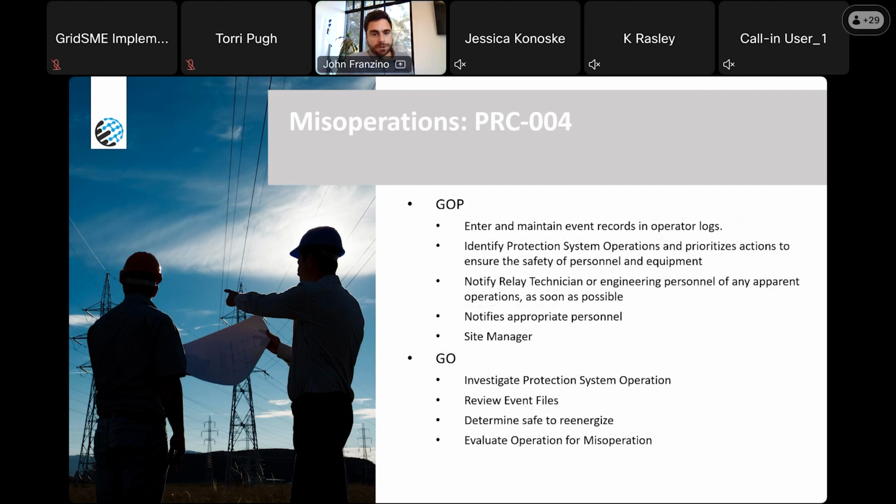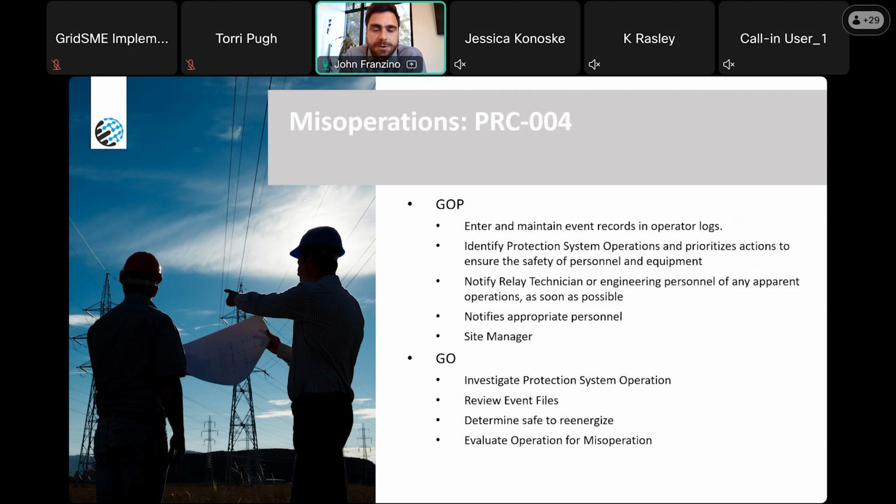So in practice, PRC 4 usually requires a joint effort between the GOP and the GO. So this is a GO requirement. However, since the control center, the GOP, is performing your real-time monitoring and operating the facility, and also oftentimes in the IBR world, they're also providing boots on the ground field services, this is one of the many GO requirements in which the GOP and GO need to work together in practice.